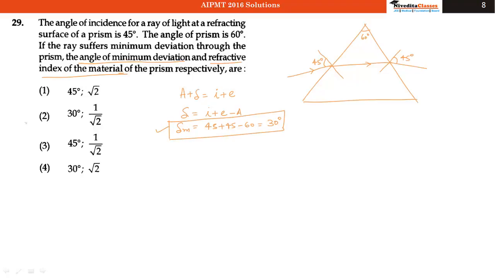So from this first part we can say that option 2 or option 4, one of these two will be correct. And generally the refractive index of prism is greater than 1. So what I feel that option 4 should be correct. But if we want to go by conventional way, so let's calculate.